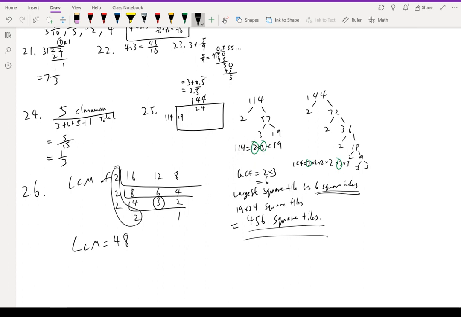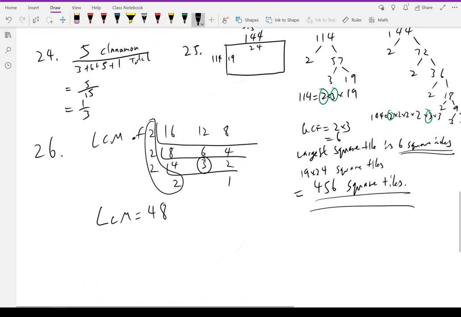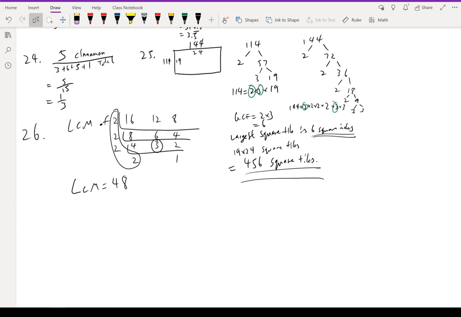And so that's 48, which means that 16 goes into 48 3 times, 12 goes into 48 4 times, 4 goes into 48 12 times, 8 goes into 48 6 times. Okay, so now let's rewrite our fractions with the denominator as 48. So 1 over 12 is equal to something over 48, so that's going to be times 4, so that's 4 over 48. That's corn over here.